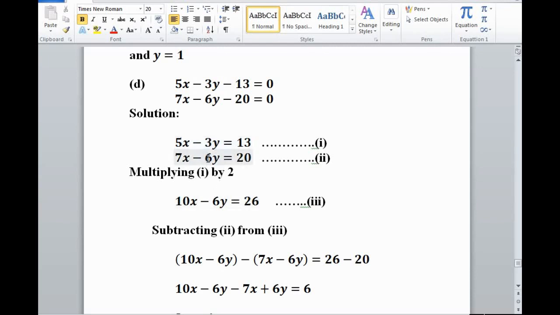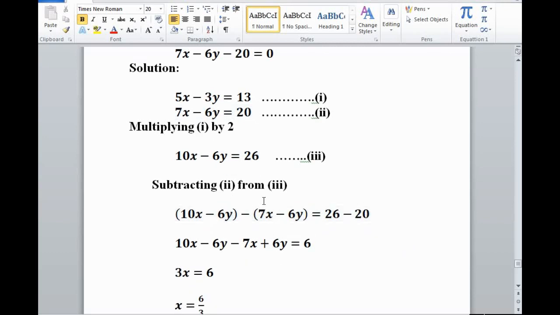So let's multiply equation 1 by 2. Then 5 times 2, 10x, 3 times 2, 6y, and 13 times 2, 26. And if we compare equations 2 and 3, we have the same values of coefficient y in both the equations, negative 6 and negative 6. So I'm going to subtract equation 2 from equation 3. So first I'll write the left hand side of equation 3, which is 10x minus 6y, and then 7x minus 6y equals 26 minus 20.